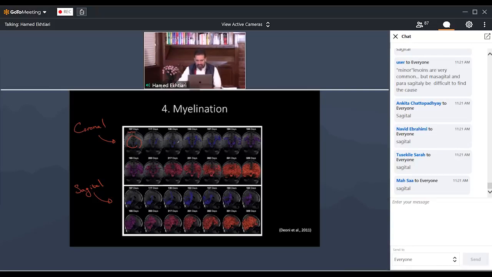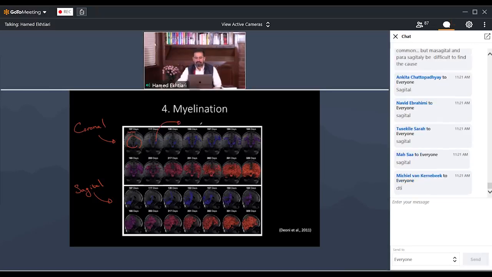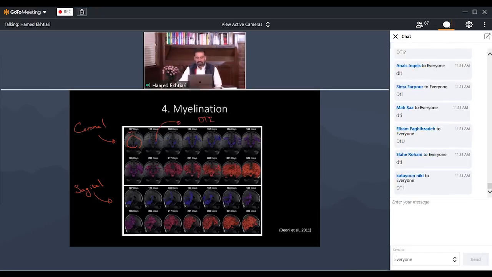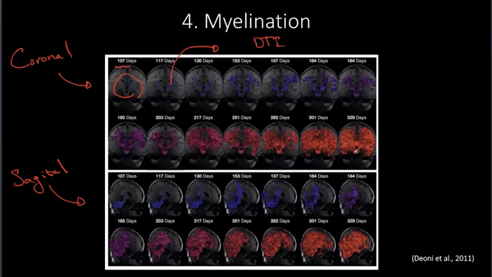And what is the technology that we are using here? Do you know the name of this specific imaging method? Do you remember that? What is the imaging method that we are using here? Yes, we are using DTI. So with DTI, as you can see here, we have an evolution in terms of the amount of myelination inside the brain. So that is the process that we have.